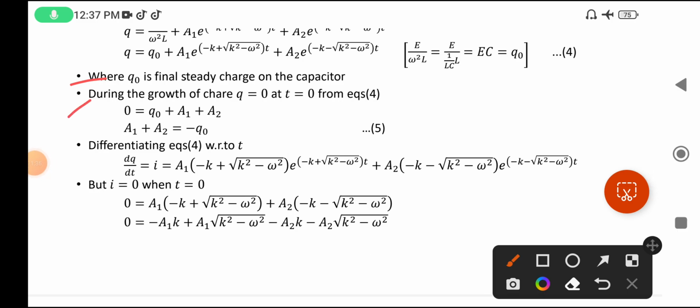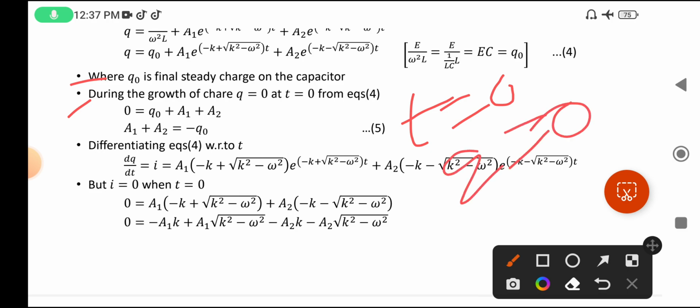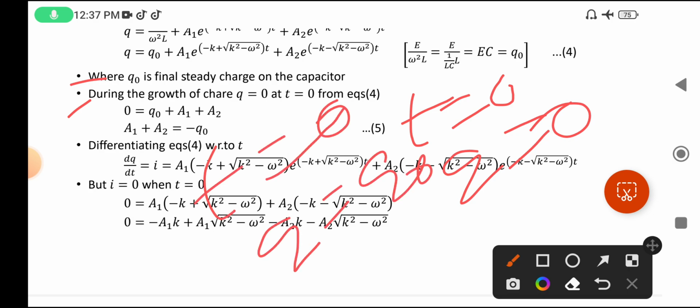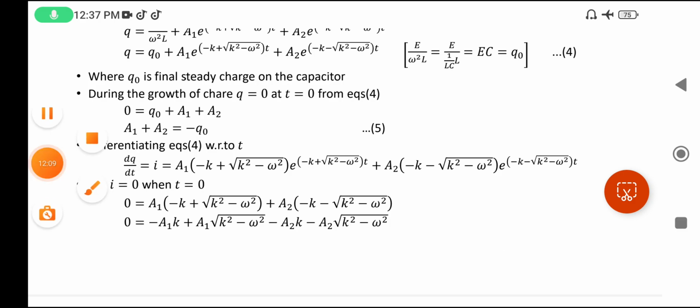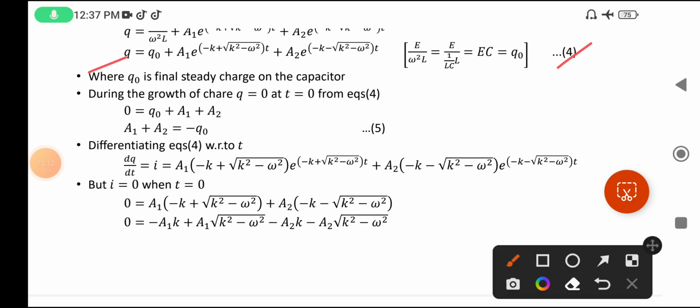Next, during the growth of charge, the boundary condition is at the beginning, time equals 0, and you cannot have any charge at the beginning of growing. But decaying time is different: at decaying, time has not started but the maximum charge is present. Why? Because it is already charged; only when it is fully charged do we discharge. That is the second condition, which is in decay only. So in growing, time is 0 and charge also cannot start. This is equation 4.